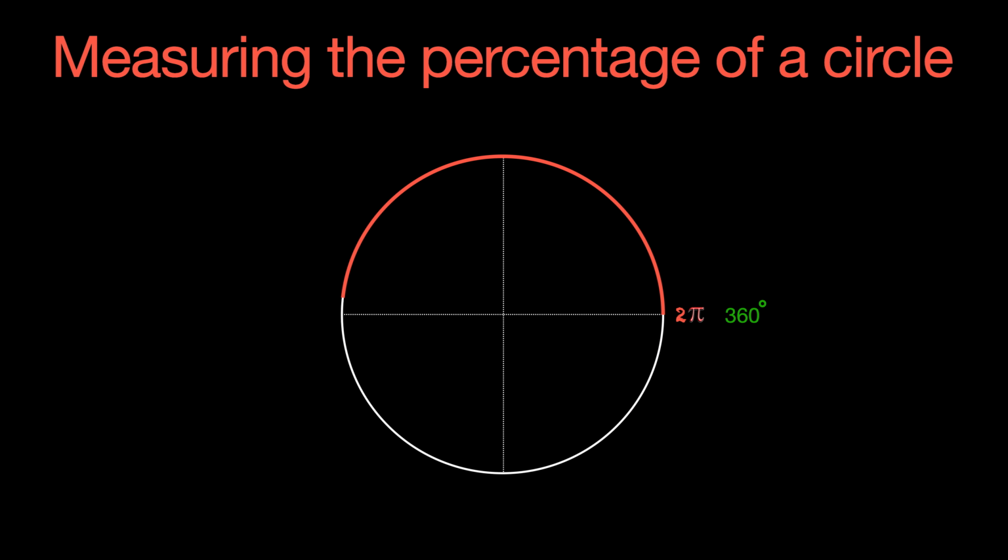And then a half circle is pi. So that's where pi comes from in radians. It's half of a circle. And half of a circle in degree form is going to be half of 360, so that will be 180 degrees.